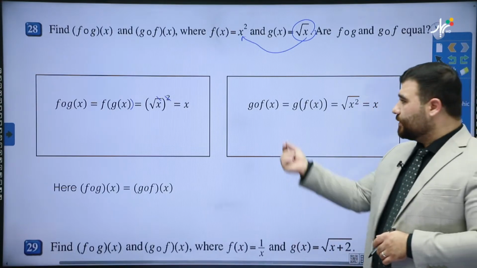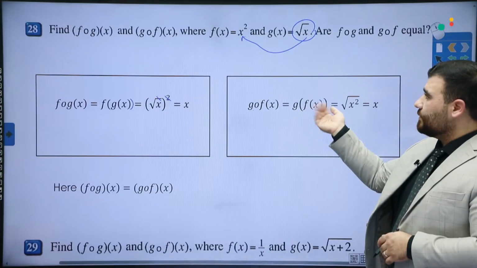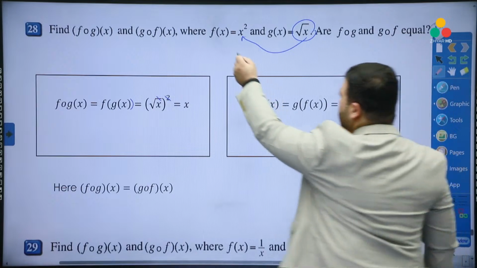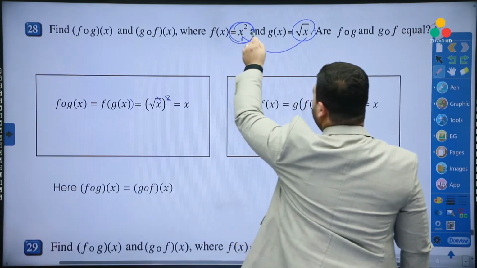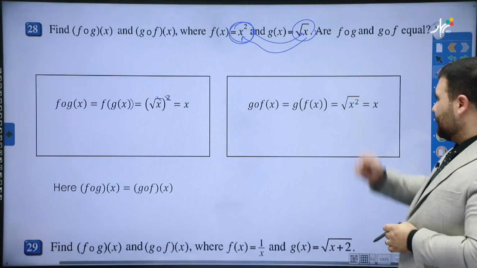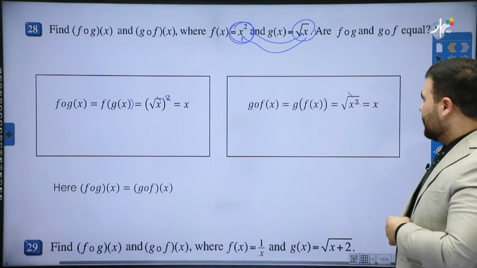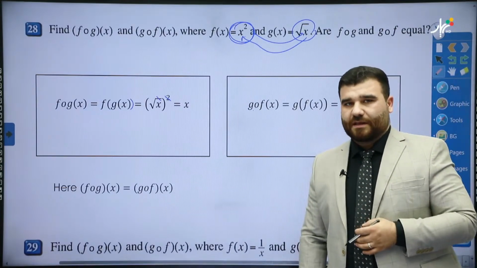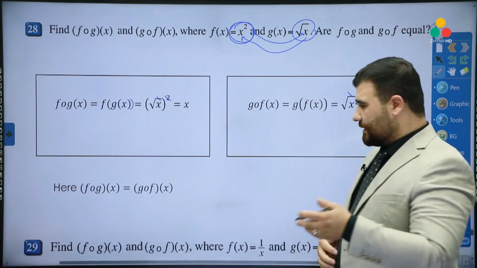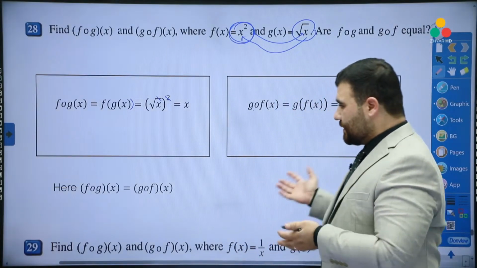To find g of f, g of f means put f(x) in g. It's better to write like this to guide you, to not confuse. Then f(x) is this. This time I'm going to write x squared in place of x in function g. It is going to be like this. And again, root and power 2 cancel each other. The result is x. If we compare the two results, the results are equal. This means f of g is equal to g of f. Then in this case, they are equal.